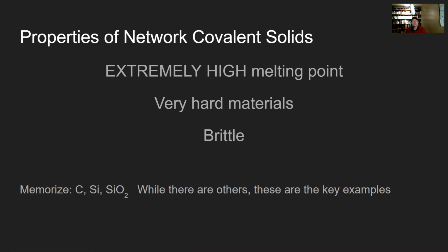As far as some additional memorization, I do strongly recommend that you know that carbon and silicon as elements both form network covalent solids, and silicon dioxide is a network covalent solid, where it would be either glass or quartz. While there are others, these are the key examples that I have seen used in essay questions or in certain questions from different exams.